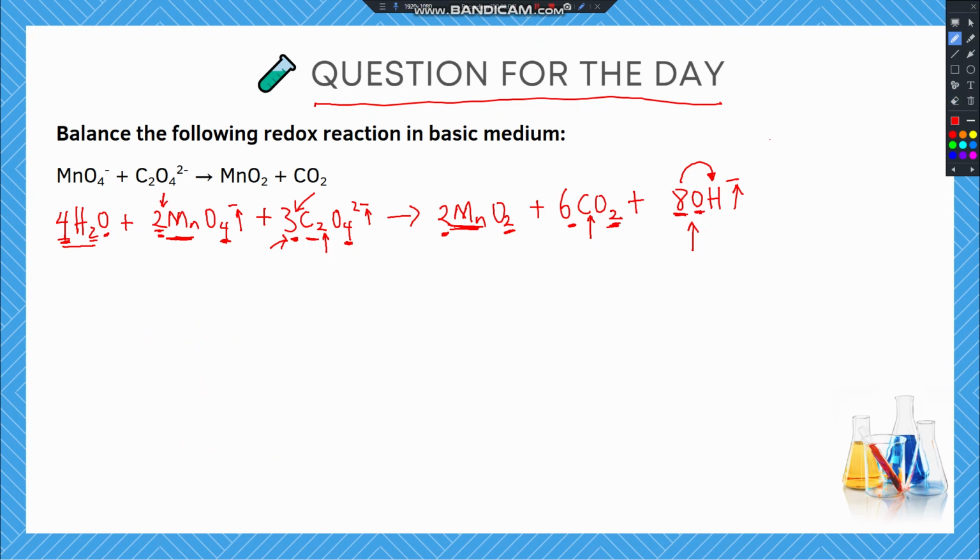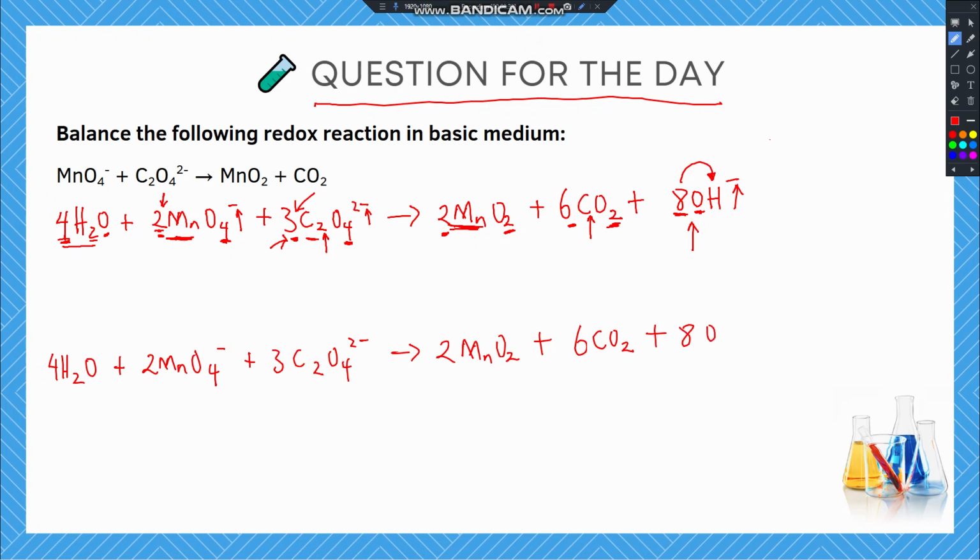For the sake of clarity, let's write out a final balanced equation. 4H2O plus 2MnO₄⁻ plus 3C₂O₄²⁻, yielding 2MnO₂ plus 6CO₂ plus 8OH⁻. This, my friends, is our final balanced equation.